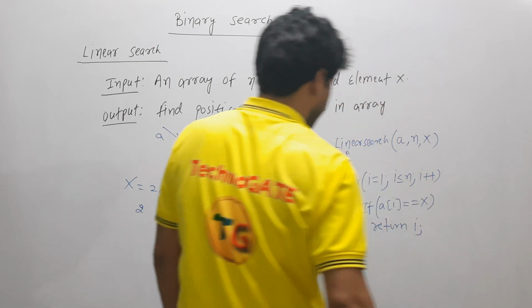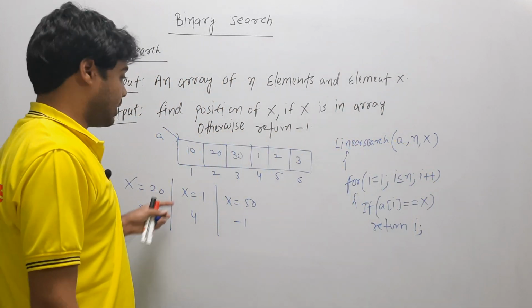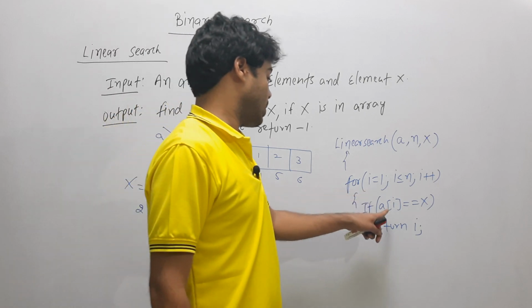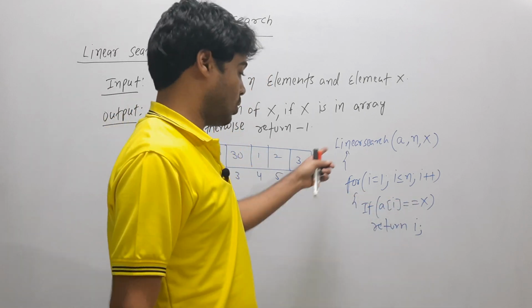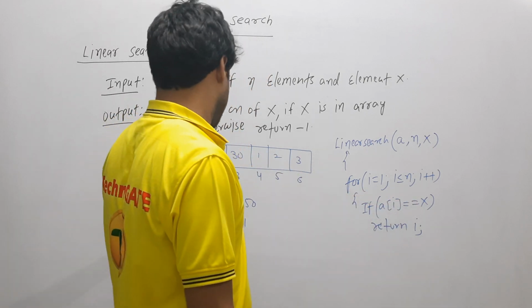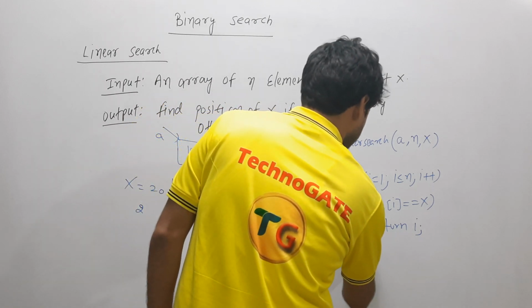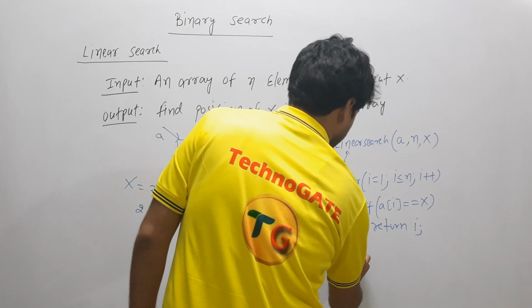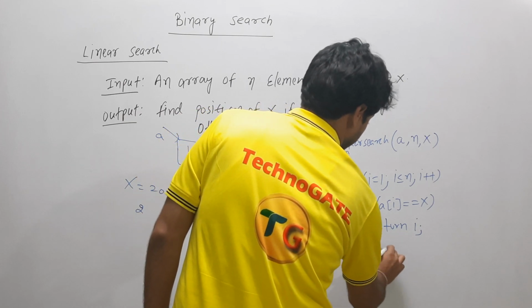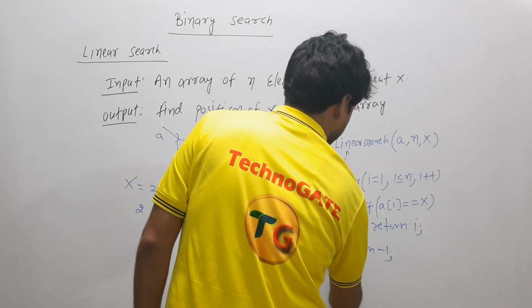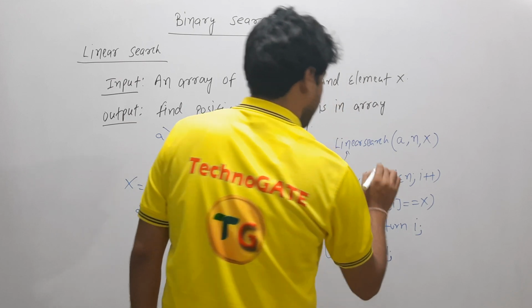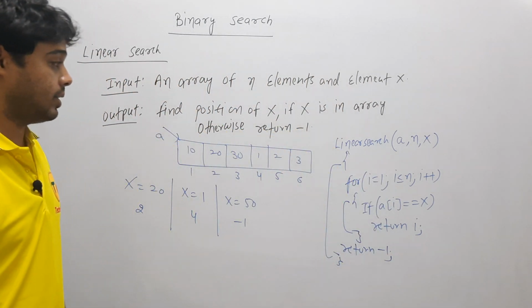Suppose that we want to find 20 here. Is a of 1 equal to x? No. Then in the loop, i becomes 2. a of 2 is 20. Yes, so return 2. Otherwise, return -1 outside the loop. This is linear search.